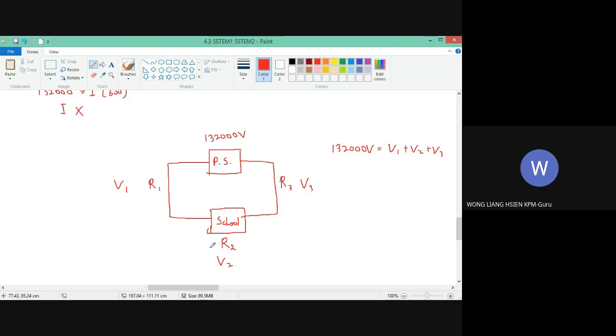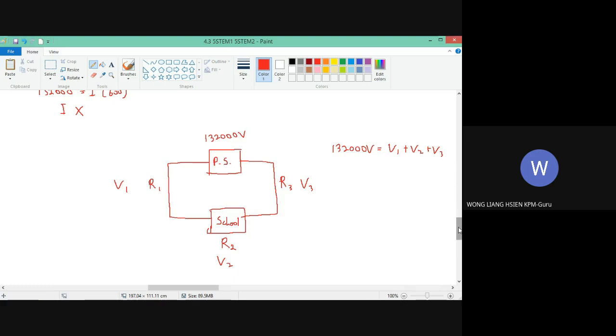The spool only gets a part of the 132,000 volt. You see or not? Okay, only a part of the 132,000 volt. That means the 132,000 volt is shared among them: the spool gets a little bit, the cable gets a little bit of the 132,000 volt. Total, all of them together is 132,000 volt. Okay, can see or not?